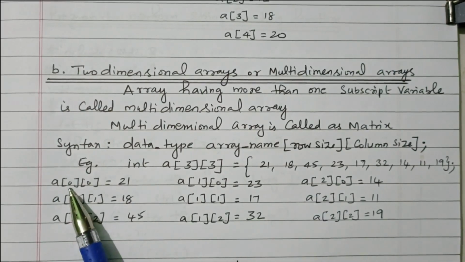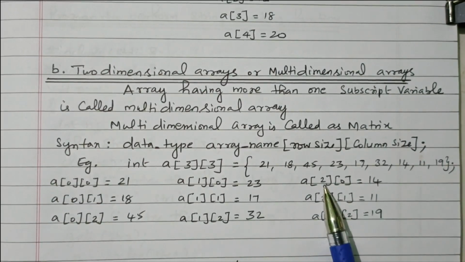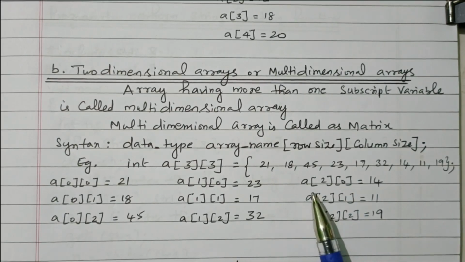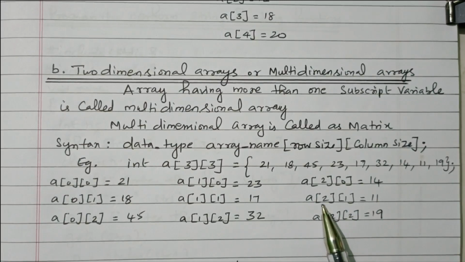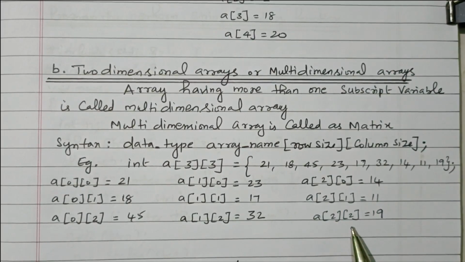Now we go to the third row, a[2]. See, a[0] means first row, a[1] second row, a[2] means third row. In that, first column, second column, third column. a[2][0], third row, first column, we are storing 14. a[2][1], third row, second column, we are storing 11. a[2][2], third row, third column, 19 is stored.